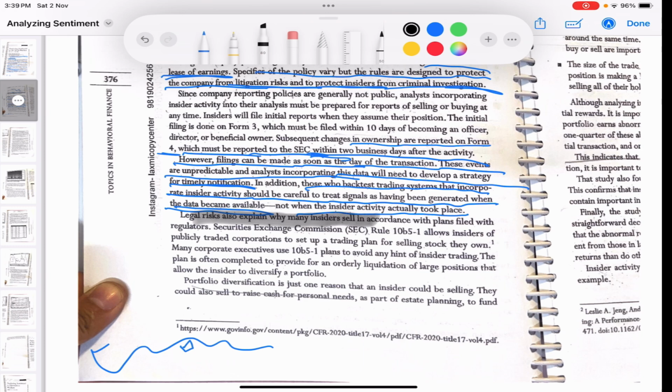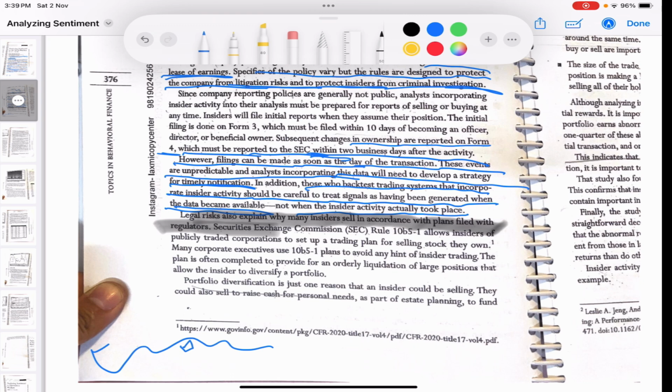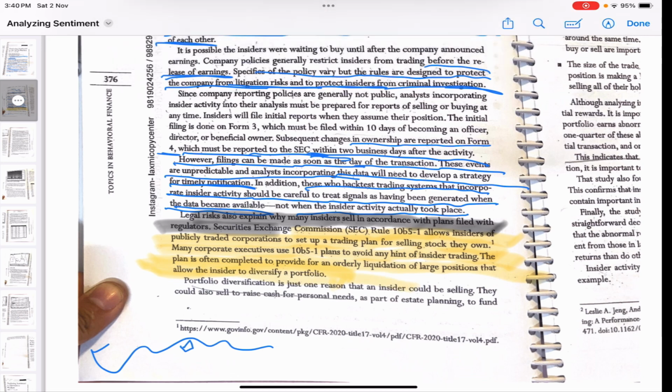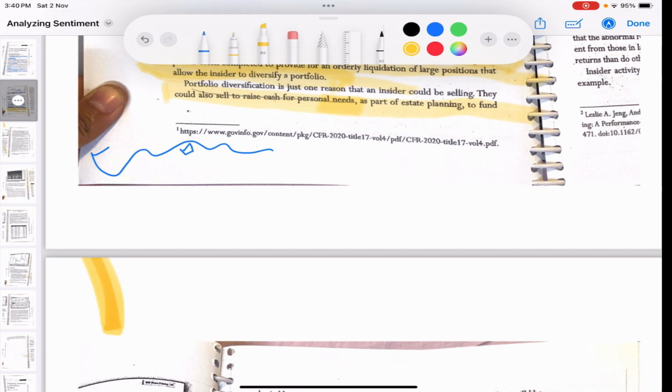Legal risks also explain why insiders sell in accordance with plans filed with regulators. Securities and Exchange Commission Rule 10b5-1 allows insiders of publicly traded corporations to set up a trading plan for selling stock they own. Many corporate executives use plans to avoid any hint of insider trading. The plan is often created to provide for an orderly liquidation of large positions that allows the insider to diversify a portfolio. Portfolio diversification is just one reason that an insider could be selling. They could also sell to raise cash for personal needs, as part of estate planning, to fund a purchase, and so on.